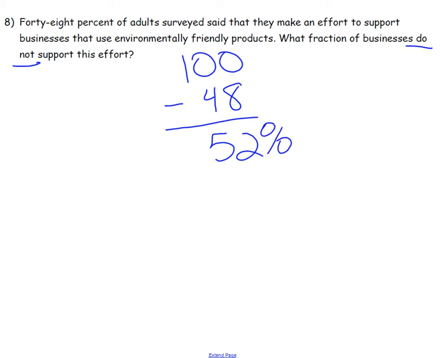So, 52%, it wants that as a fraction though. So how can we write 52 out of 100? Is that the best possible answer? We simplify that. We can divide it by 2 and get 26 out of 50. Can we simplify that? Yes, totally. Yeah, 13 out of 25. Can you simplify that? No, because 13 is prime.